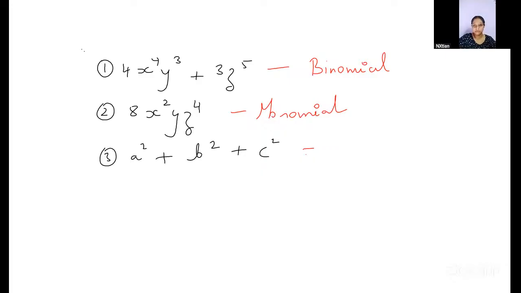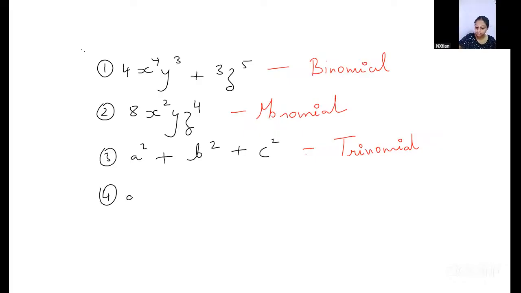Okay. Ma'am, it will be tri, right? Yes. Try, okay. Because tri means three. Mono means one, bi means two, tri means three. Quad means four. But what if you get this expression?